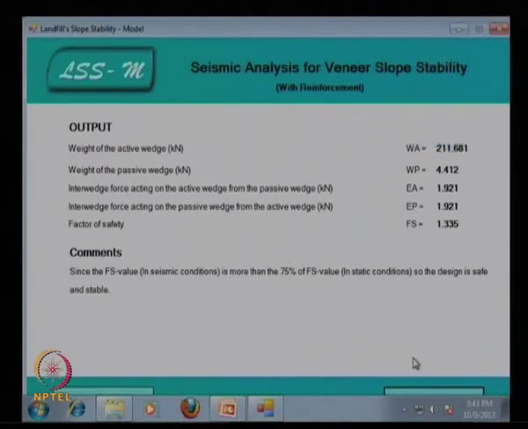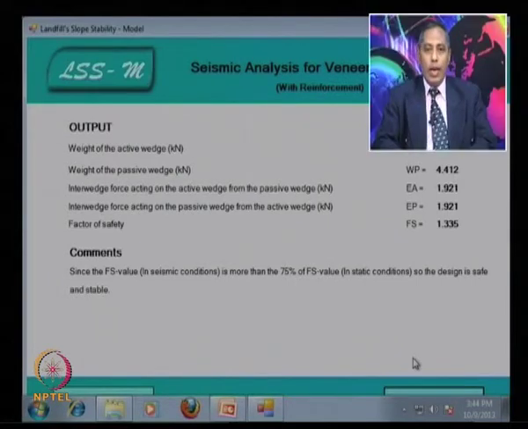of safety. So, here the output: weight of the active wedge WA is equal to 211.681 kilonewton, weight of the passive wedge WP is equal to 4.412, and the interwedge force acting on the active wedge from the passive wedge, that is EA, is equal to 1.921. Then the interwedge force acting on the passive wedge from the active wedge, that is EP, is equal to 1.921. So, factor of safety 1.335.